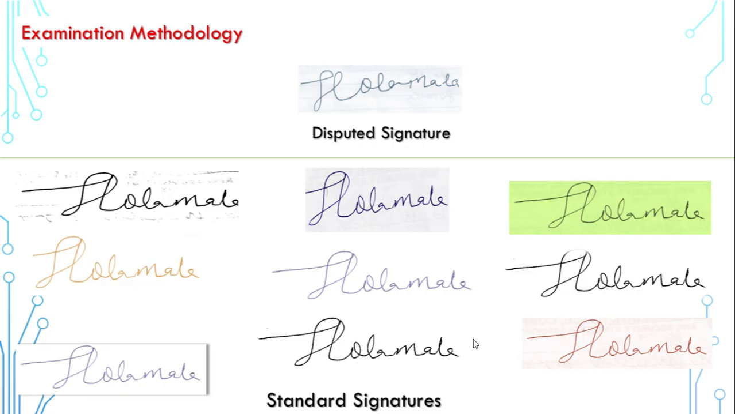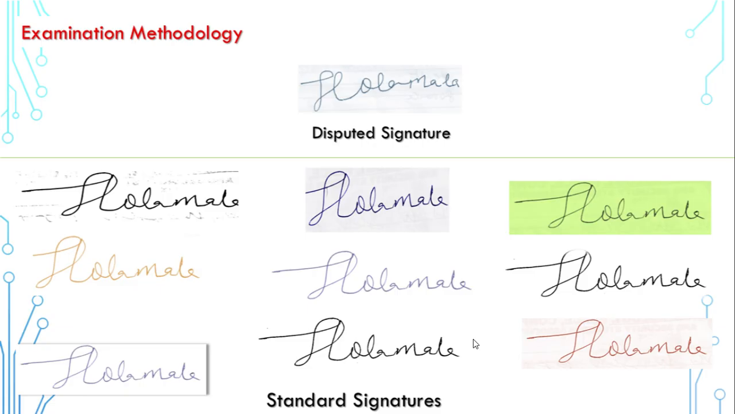The third step is comparative analysis. After you might have collected the standard signatures, you take note of all the features that he has. For example, you take note of the slant, the formation of those letters, and the average space that he used to give between one letter and the other. You take note of all those things. Then the next thing is comparative analysis.